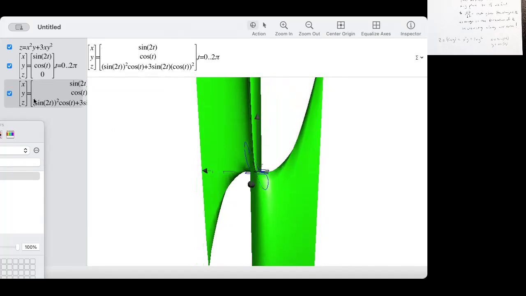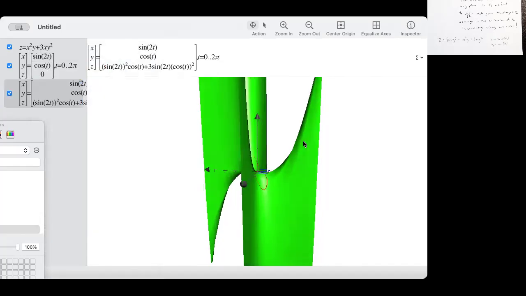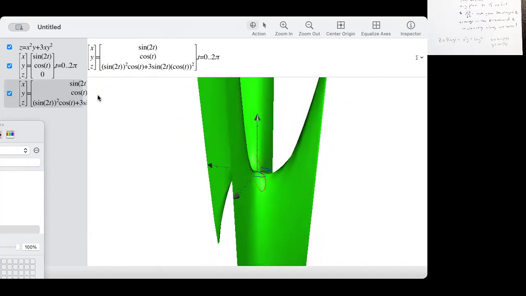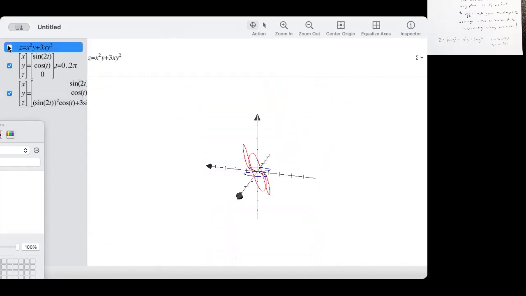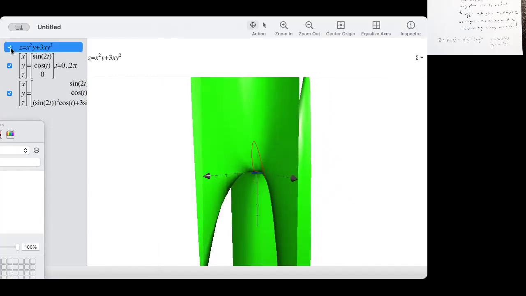Let's change the color so it isn't the same as the other color. We'll make that one purple. No, it's too hard to see. We'll make it red. There, now it stands out. So you can see how the red curve is basically the blue curve, just going up and down as well as going from side to side, right? And now the question is, as we move, wherever we are, are we going uphill or are we going downhill on that surface?